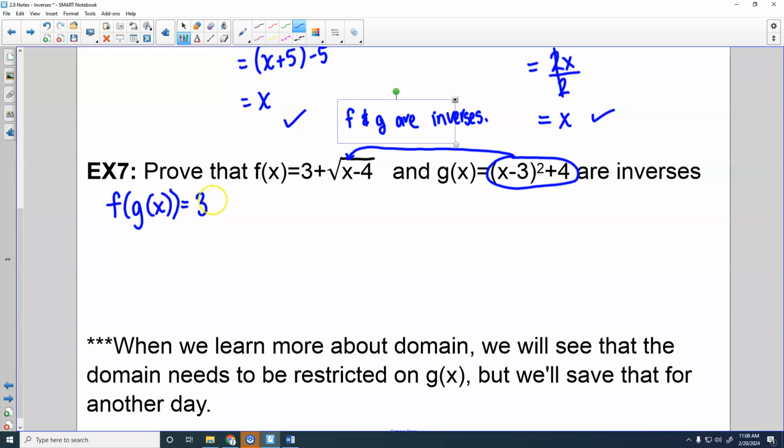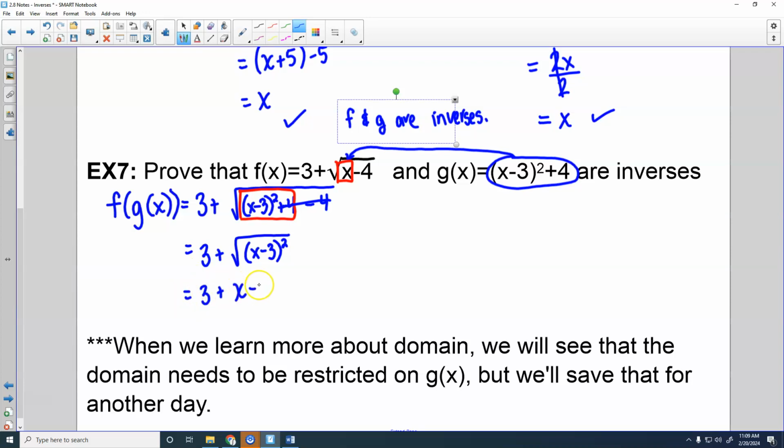So I'll have 3 plus square root. That x gets all this stuff, x minus 3 squared plus 4, and then we got a minus 4. So this stuff right here went right there where that x was. Correct, those 4's are what's going to cancel first here. So I got 3 plus the square root of x minus 3 squared. What cancels next? The square and the square root, which gives me 3 plus x minus 3.